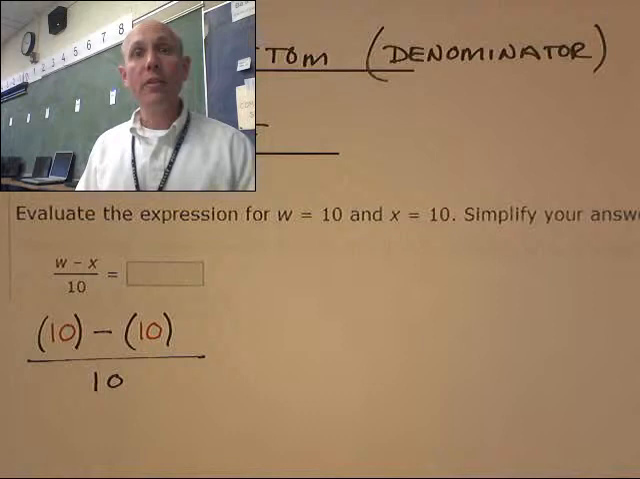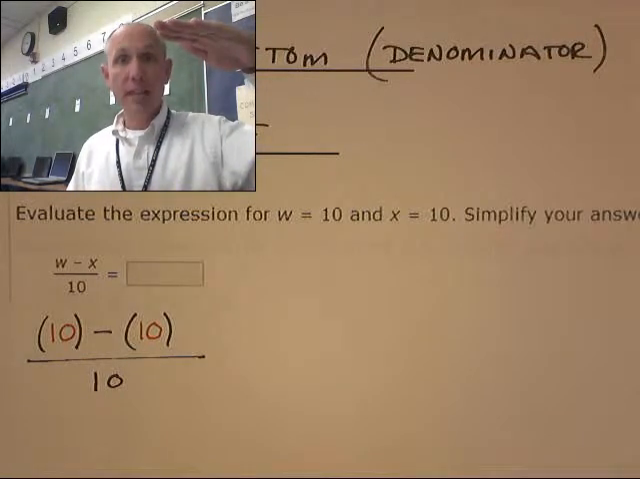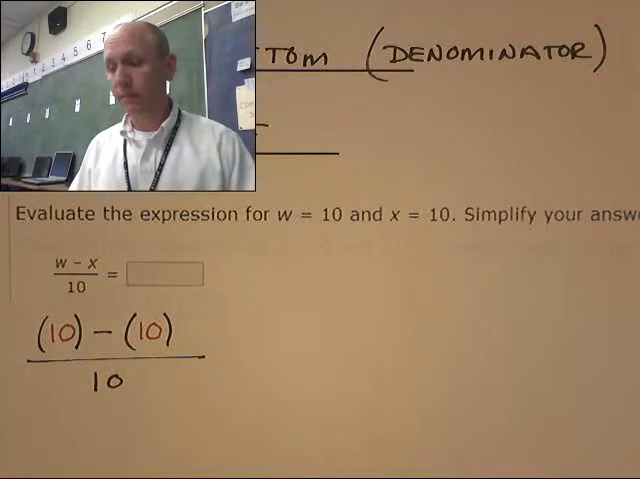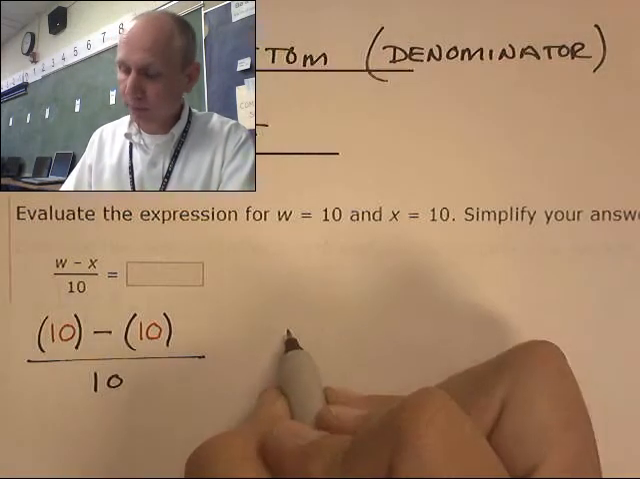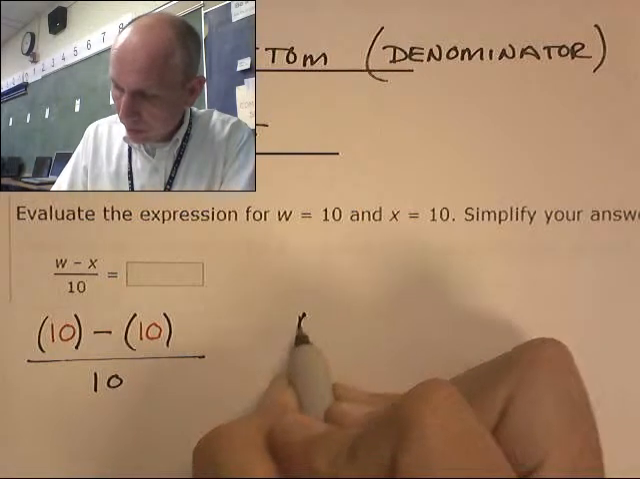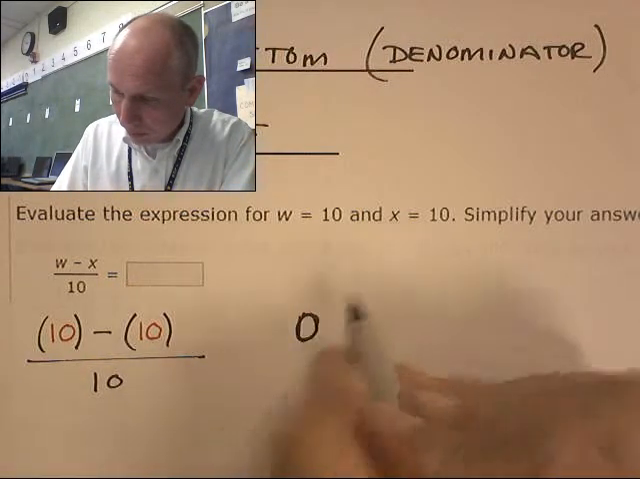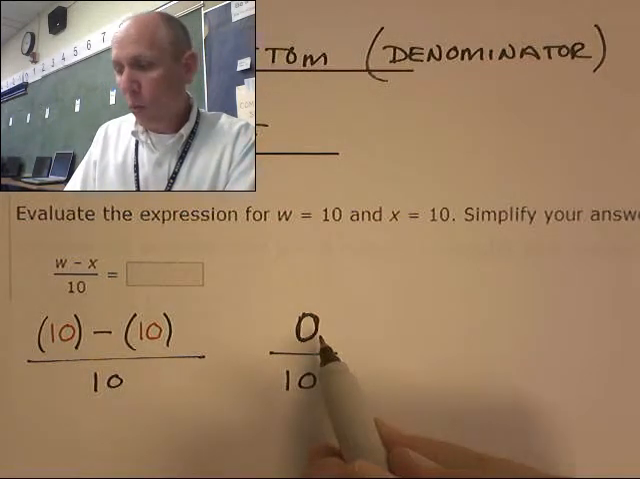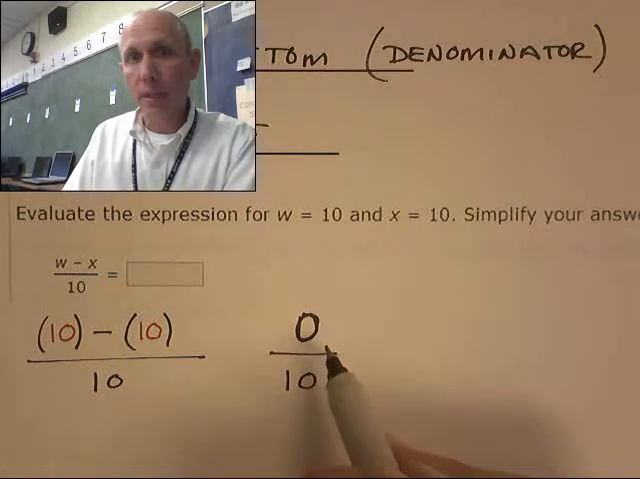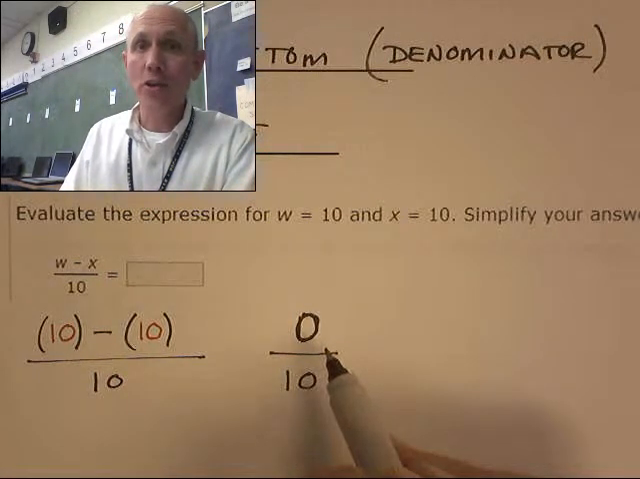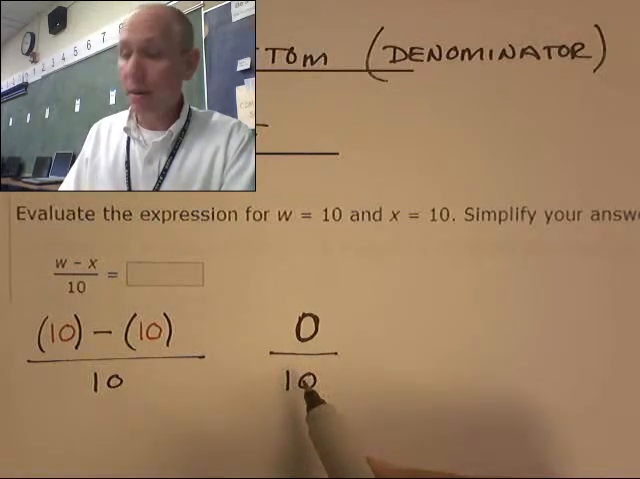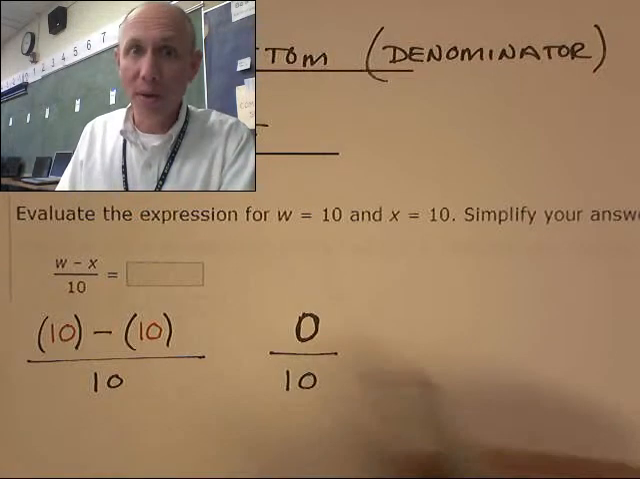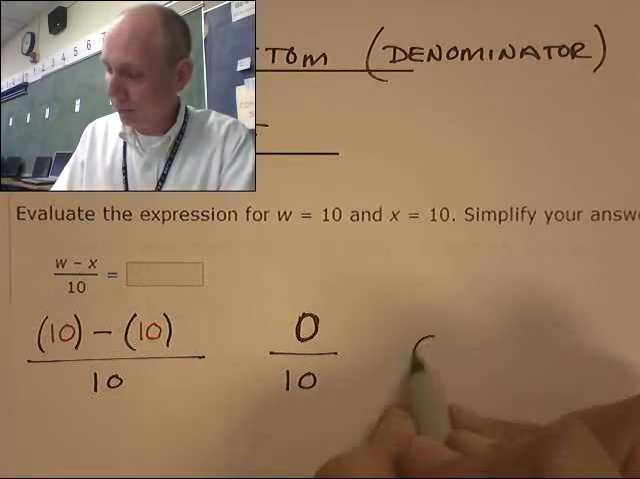Now I'm going to evaluate the numerator, the top, and then I'll evaluate the denominator, the bottom, and do the final division. Well, 10 minus 10 is 0. Looks like I started to write 10 over 10. And what is 0 divided by 10? 0. If I have no M&Ms, and I split them between 10 people, how many M&Ms does everybody get? No M&Ms. 0 divided by 10 is 0.